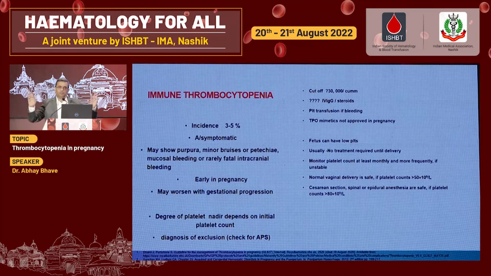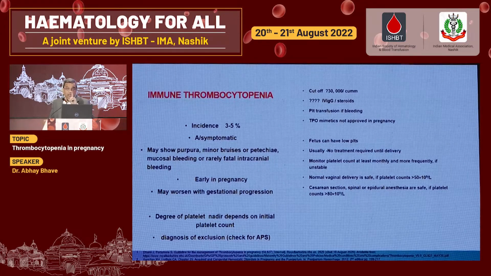And as is the norm, you can go ahead with vaginal delivery if it is 50,000 and above. If you need to do a cesarean section, you can do it under GA. Now most of the time, the anesthetists and obstetricians will not want a GA because then you're worried about the fetus also. But if you can't do an LSCS, can't do an epidural, you can do it under GA. And if it's lesser than 50,000, then you can try using one of these products, immunoglobulin, steroids.